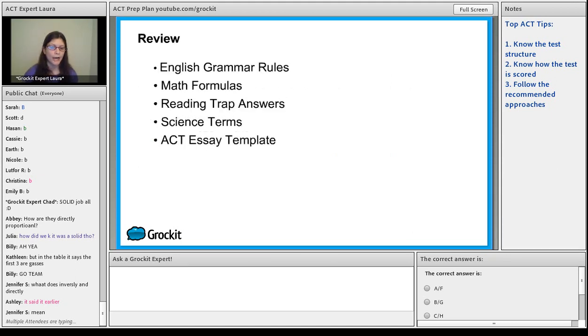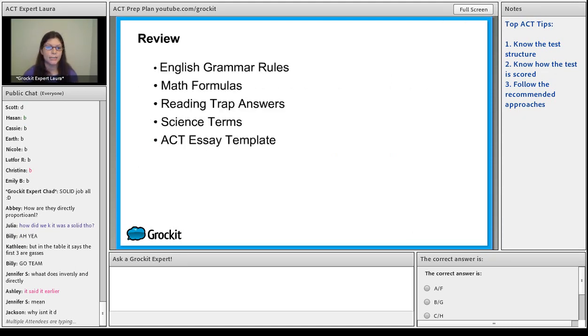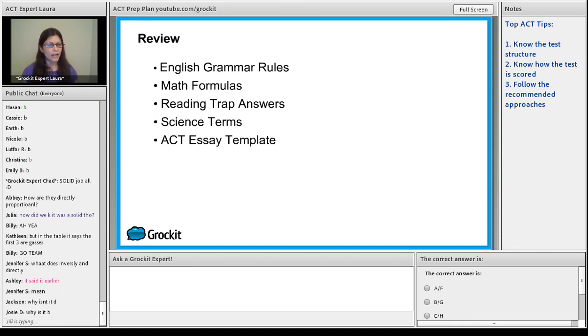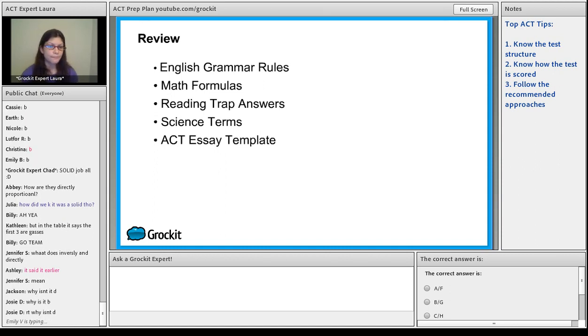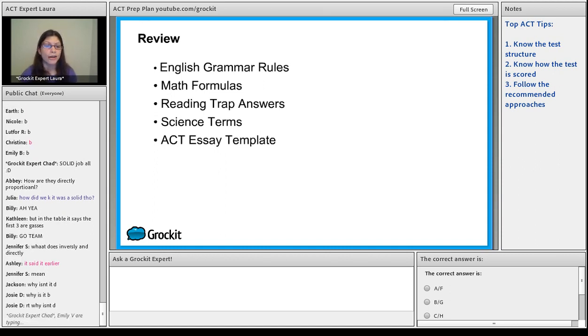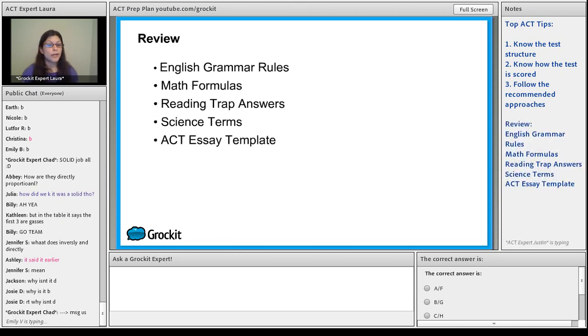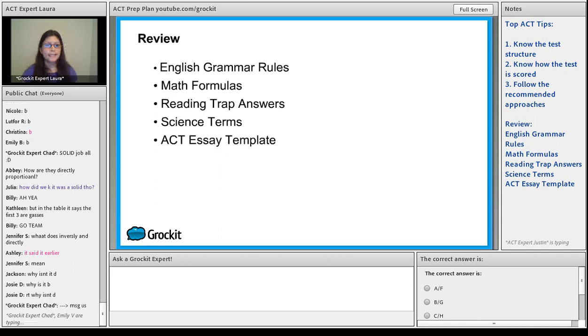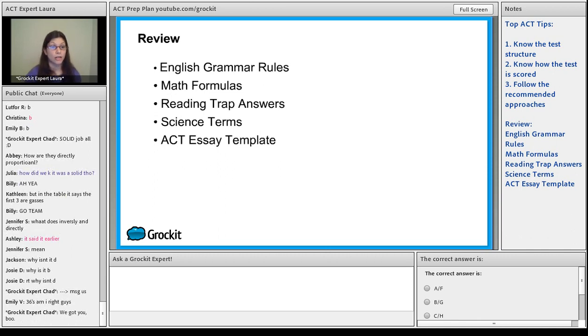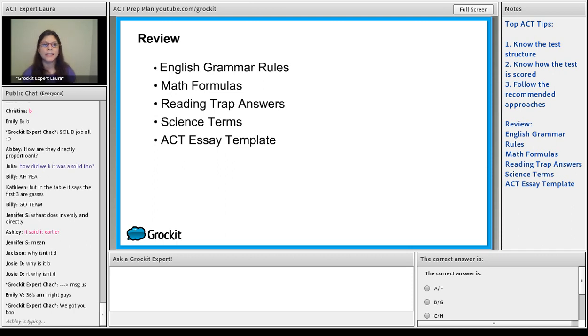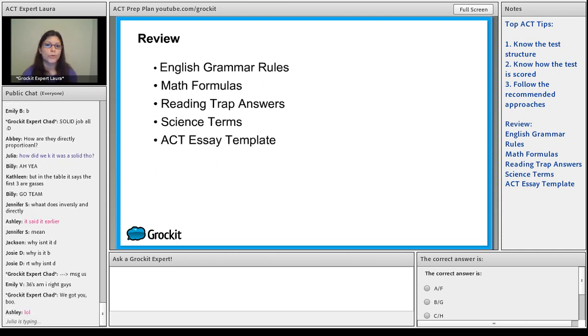So what we're going to do in our final 13 minutes, it's not going to take us very long because you can look at the video again. English grammar rules are already in the videos that I made. Math formulas are not in the videos, so we're going to pause and go through there. Reading trap answers are already there. Science terms are already in the videos, and the ACT essay template is in a blog. So the only new thing really is math formulas, and those we're going to put up on the blog as well.